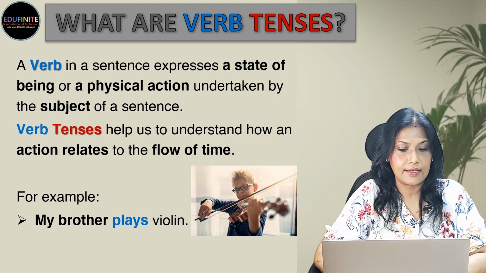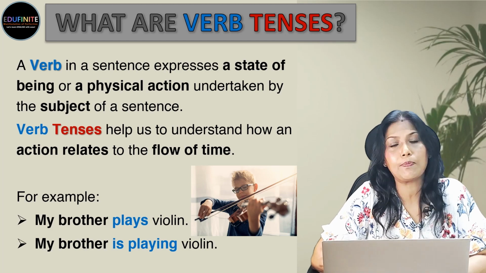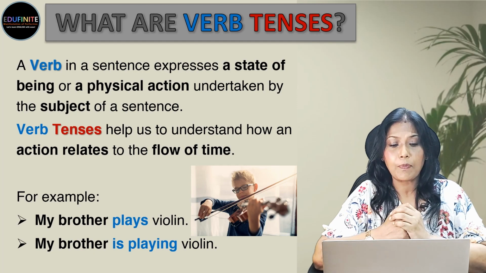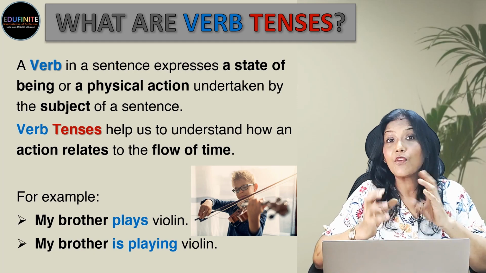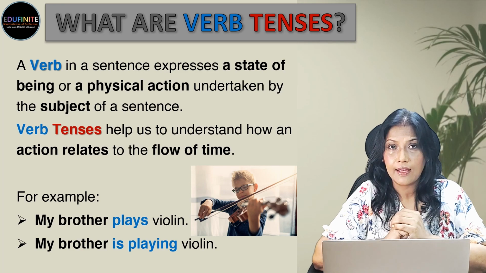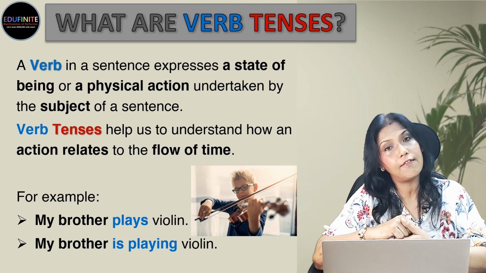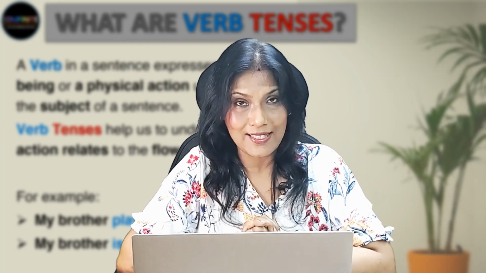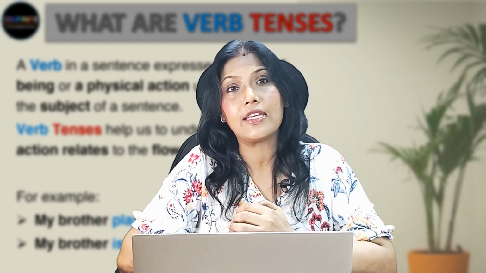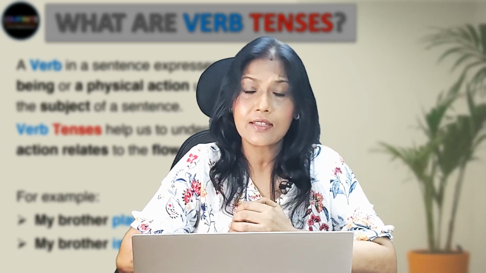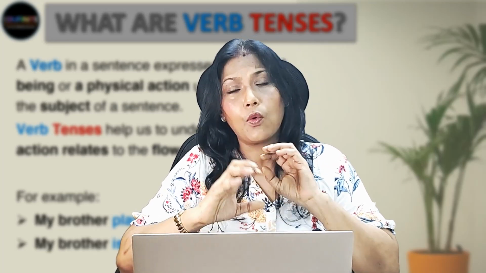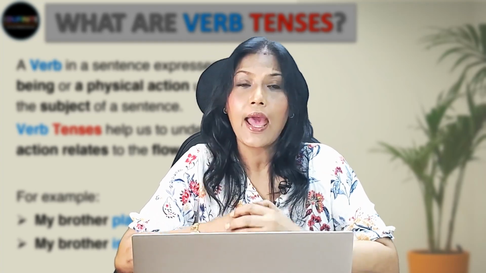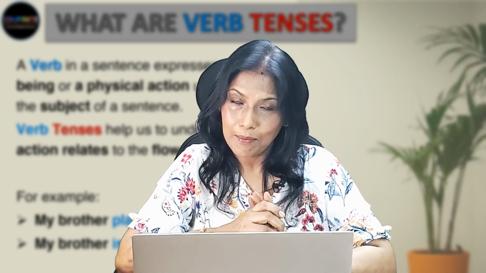Let's look into the next sentence. My brother is playing violin. Now, as soon as we change it to is playing, what happens? The time flow of the verb changes. And what does it say? That right at this moment, he is playing the violin. Okay, now these two, the first one is present simple tense and the second one is present continuous tense or present progressive tense. So first, we'll try to know what these two tenses are all about, and then we'll go into a comparison of both.